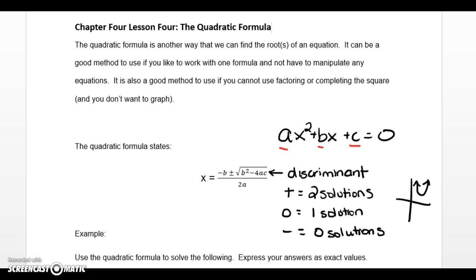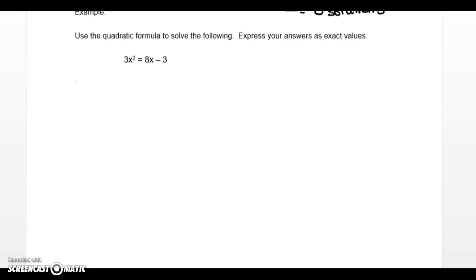So now we're going to move on to an example from your notes, which is number 2. So here we're going to use the quadratic formula to solve the following, and we're going to express our answers as exact values, which means that we're not going to be using our calculators to find a decimal for our final answer. So if we have any radicals or square roots in our answer, that means we have to leave it. I know that doesn't make our brain very happy, but if that's what the question wants, that's what it wants. Okay? So here our quadratic equation is 3x squared is equal to 8x minus 3.